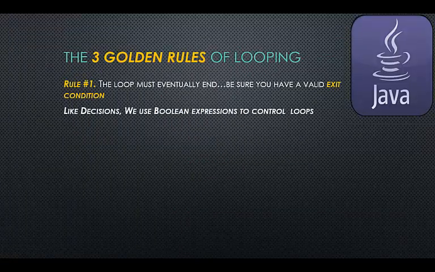So to get started, we're going to consider the 3 golden rules of looping. This will keep us out of trouble when we're writing loops if we always check that our loops have met the 3 golden rules. Remember, we want to look before we loop.